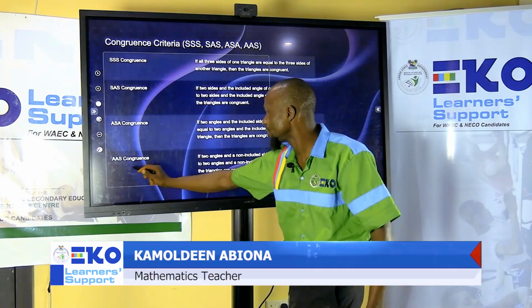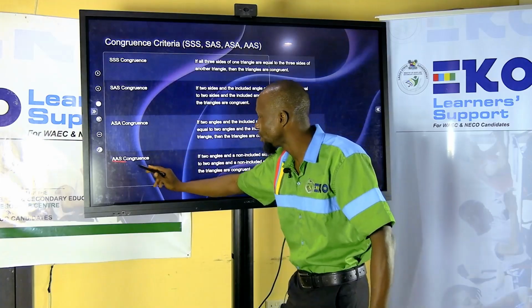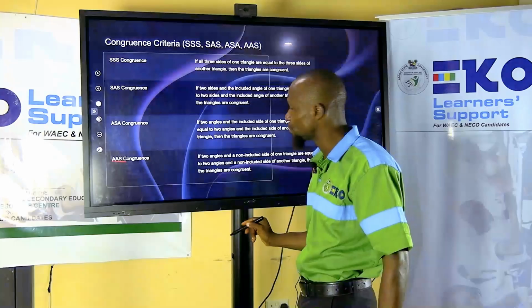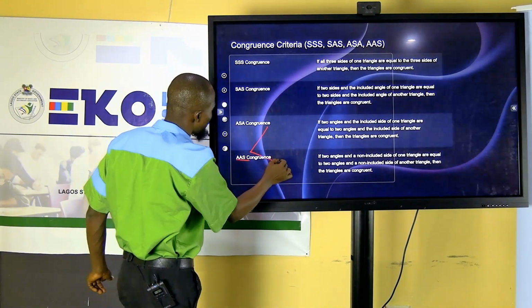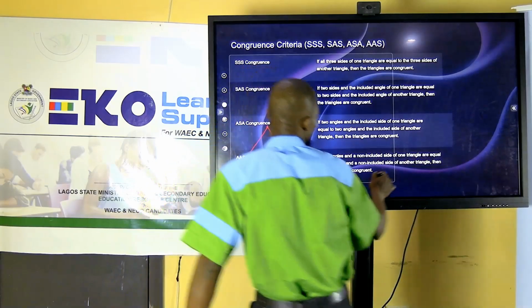Then, two angles and the included side of one triangle are equal. So I think it is this that I need to emphasize, where it cut off the other time: AAS, not AA. That is, if two angles and a non-included side of one triangle are equal to two angles and a non-included side of another triangle. Okay, let me indicate that again for you. So what that is telling us, if you have a triangle here, we have another triangle here.